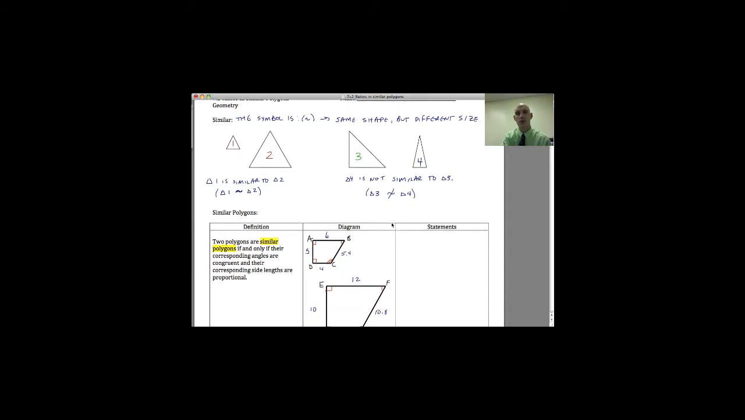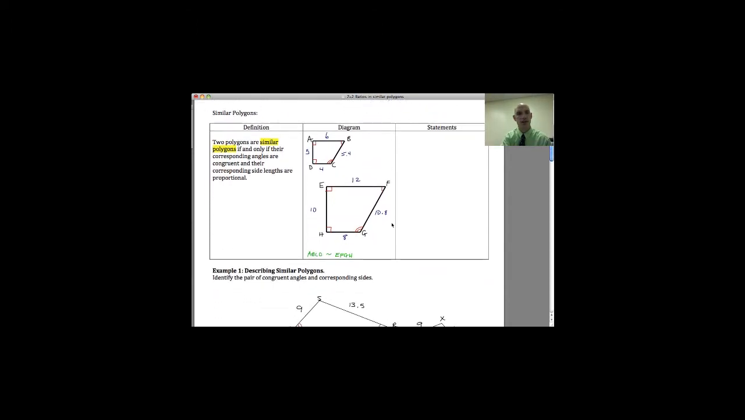Okay, so if we scroll down a little bit, we've got a definition for similar polygons. Two polygons are similar polygons if and only if their corresponding angles are congruent and their corresponding side lengths are proportional. So if we look at these two shapes here, they look to be relatively the same shape. But when we test it, when we actually look at it, we notice that A is 90 and E is 90. So angle A is congruent to angle E. Okay? And angle B is congruent to angle F.